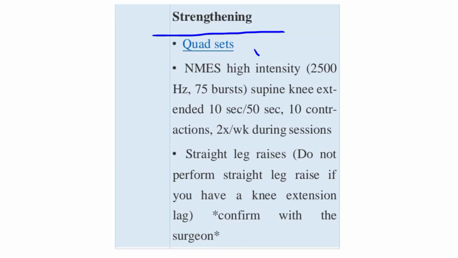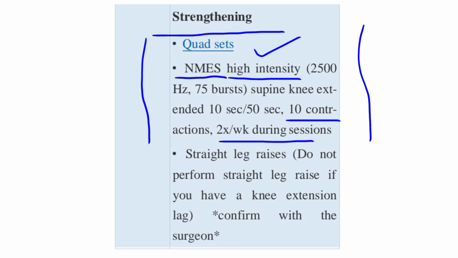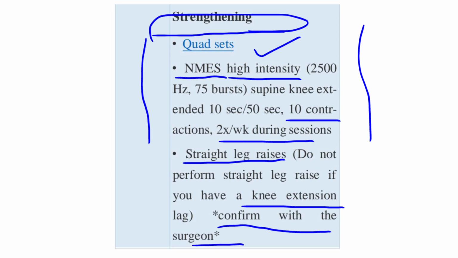Strengthening exercises for the quadriceps: neuromuscular electrical stimulation of high intensity, supine knee extension with 10 contractions, 2 sessions per week. In the acute phase we don't go for aggressiveness. Straight leg raise: don't perform it if there is a knee extension lag. Confirm this condition with the physician. For the strengthening exercises, don't go for progression.